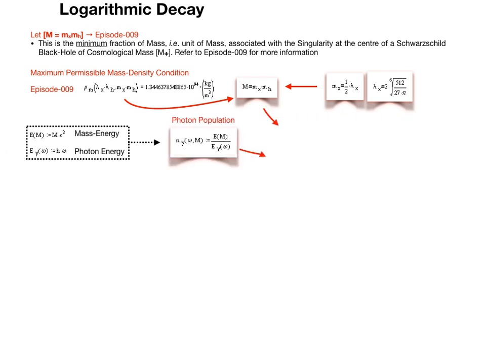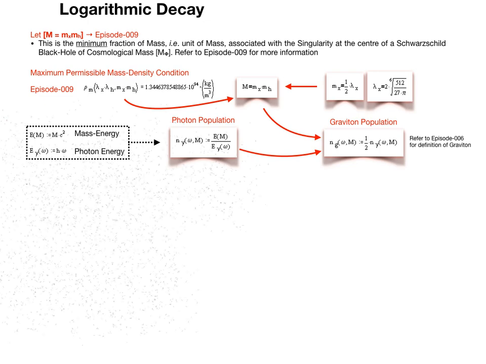Whilst keeping in mind the minimum mass fraction as defined on screen, we will now introduce some standard physics. From this, we can extract the equivalent population of photons within the minimum mass fraction. Hence, utilizing the definition of a graviton from episode 6, the equivalent graviton population is trivially determined, expressed in terms of photon frequency and mass.